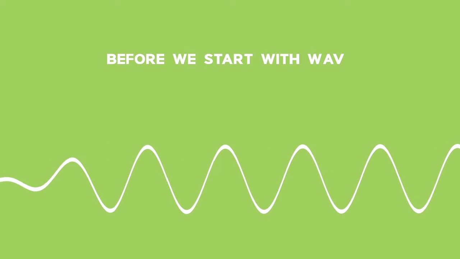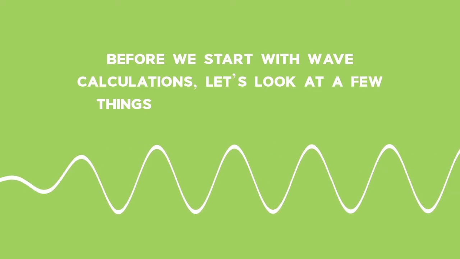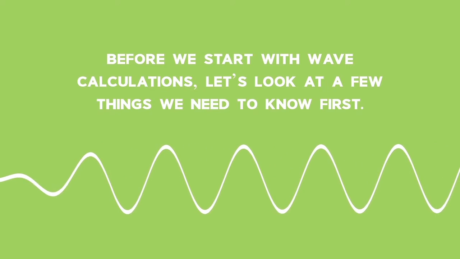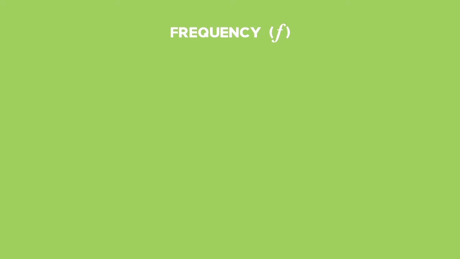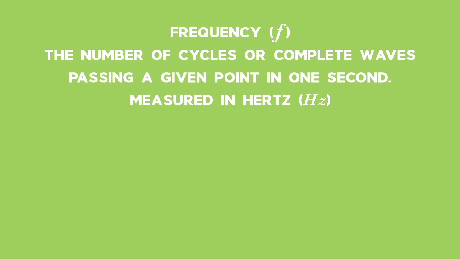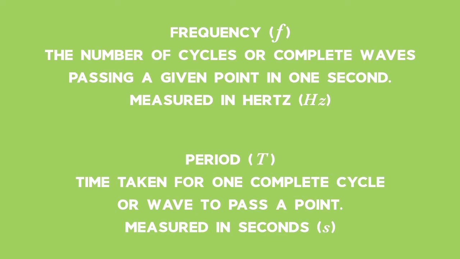Before we start with wave calculations, let's take a look at a few important things we need to know first. There are two important things in a wave that we need to know: the frequency of a wave and the period of a wave. The other is closely related: the period. This is the time it takes for one complete cycle or wave to pass a point, measured in seconds, s.